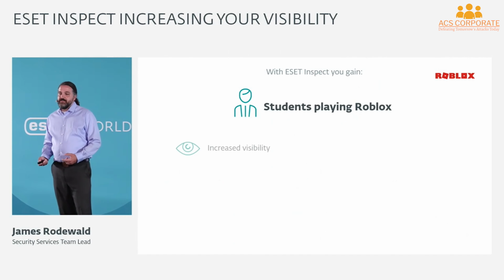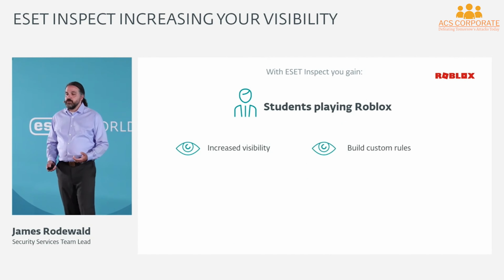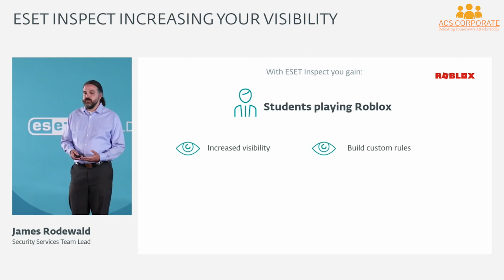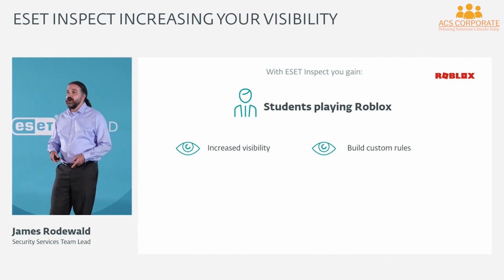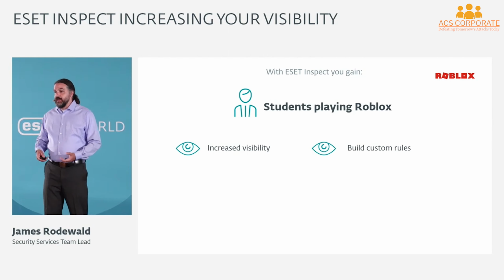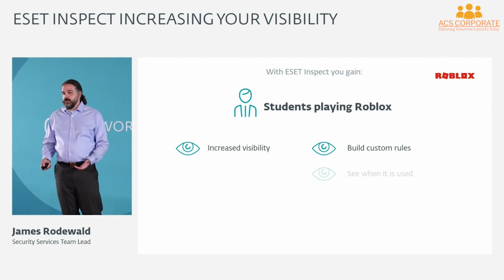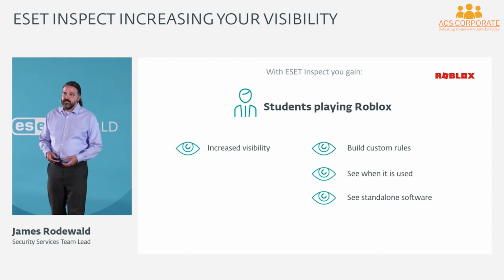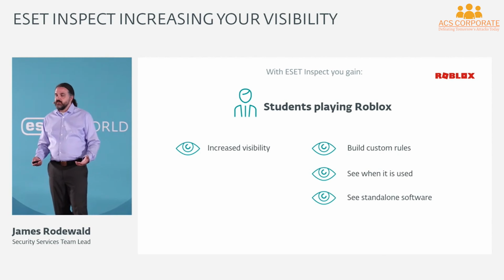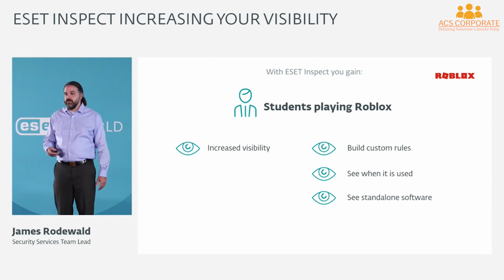So the visibility they gained is now they can tell which computers have Roblox being used on them, and we actually worked with a few of our customers to make some custom rules to track when it specifically is Roblox, and give a detection name that says Roblox found. That way they can identify these computers easily. They can see when it's being used, and they can see standalone software now with ESET Inspect. So that's super powerful for them to start seeing.